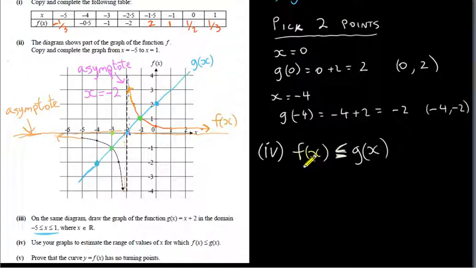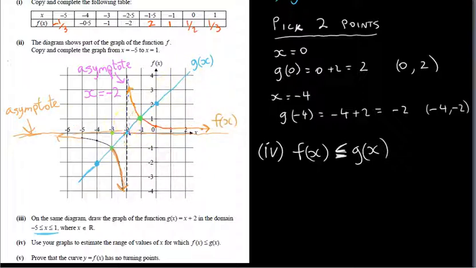We want to find out where f of x is less than or equal to g of x. So f of x is the brown function, and g of x is the blue function. So where's the brown section underneath the blue section, basically? So this section of f of x is less than or equal to g of x. Okay, so all you do is look to see where f of x is below the line, that's all.